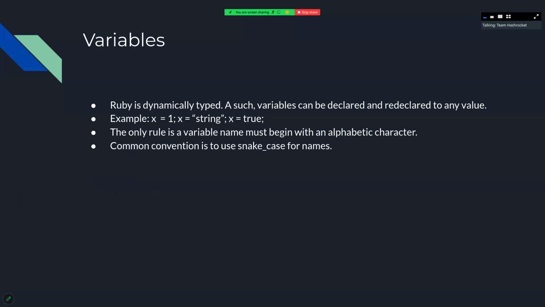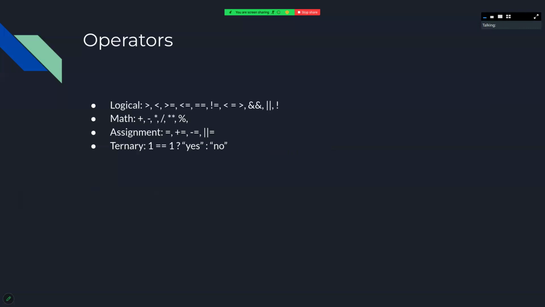Let's see, as mentioned, Ruby is dynamically typed, so you can create a variable and you can also reassign that variable. So I put an example there of assigning a variable x to an integer, a string, and a boolean. That all is valid. You don't have to define the type ahead of time. Variable names must begin with an alphabetic character, so you don't make them start with numbers. And then a convention that I've seen in most projects is to use snake case for variable names. So if you're coming from camel case, Ruby is more snake case.